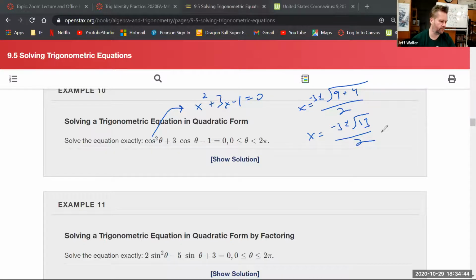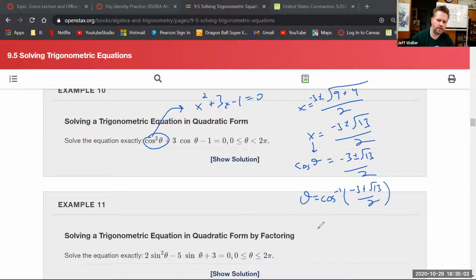Yeah, I think it's right. Okay. Right? And then what's x? X was cosine theta. So then how do you do this? Well, I'm going to put inverse cosine of (-3 + √13)/2, and then I'm going to put inverse cosine of (-3 - √13)/2 into my calculator.